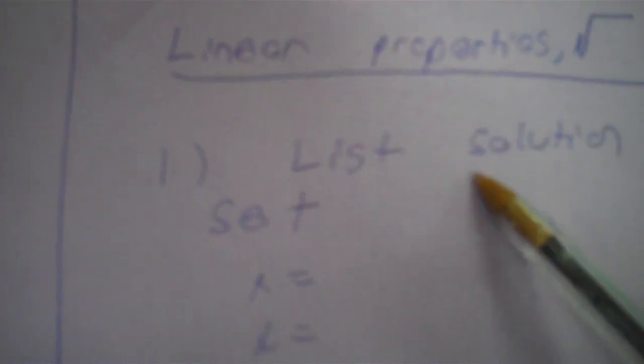So that's what we do. Linear properties, square root at the end because we have to get rid of the second power. Now you list your solution set. X is to the second right there. So there are 2 answers.